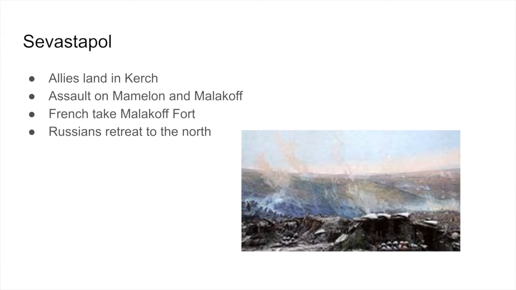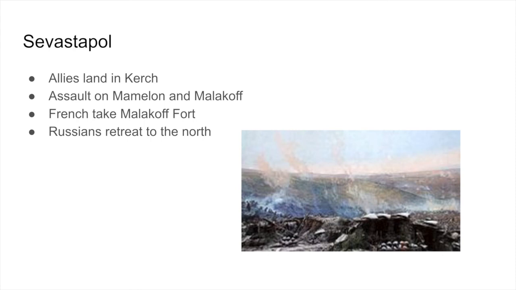assault on Malakoff, which resulted in a loss with heavy casualties on the Allies' side. Then an assault by the French army on the 8th of September resulted in the French capture of the Malakoff fort. The Russians then failed to retake it, and their defenses collapsed.